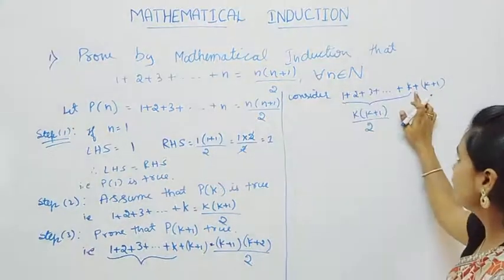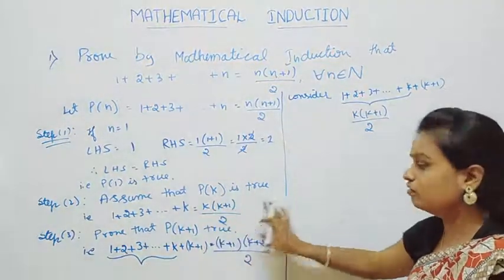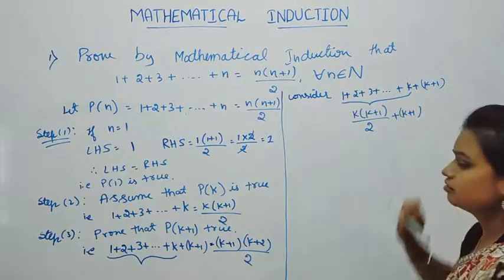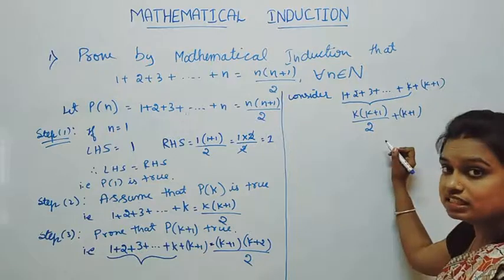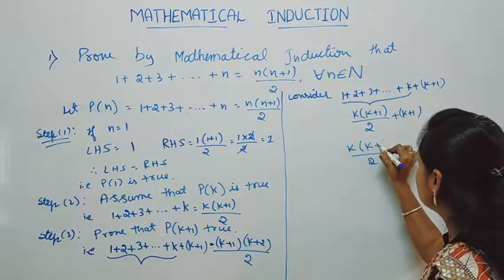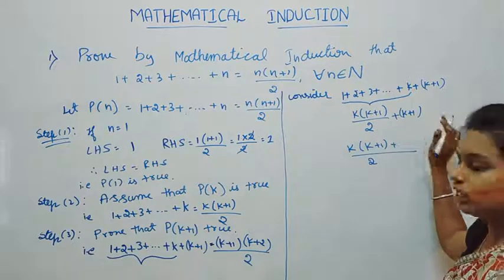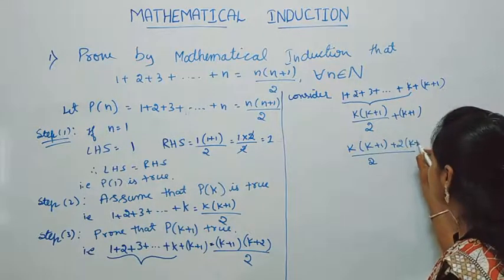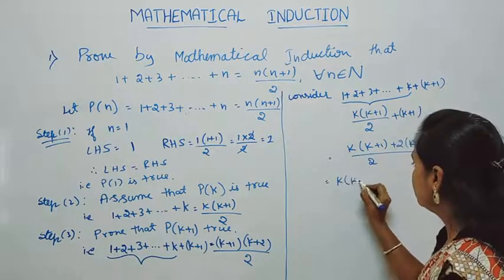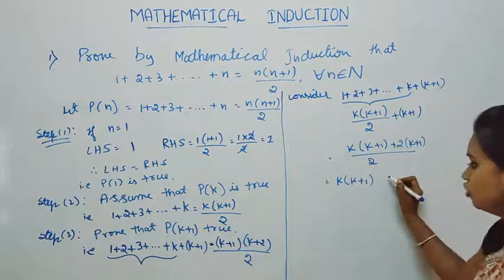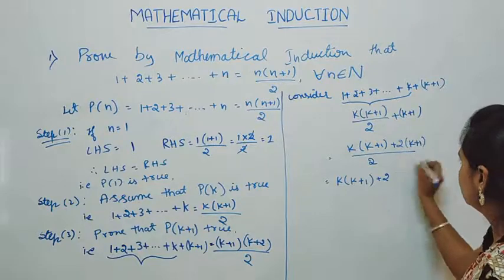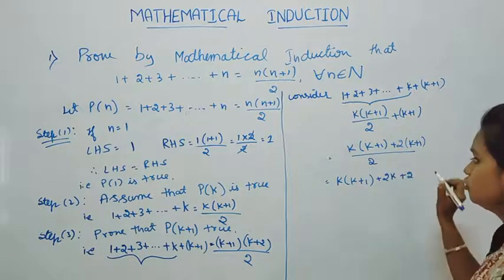So up to k, we know that k into k plus 1 divided by 2 plus, the another one is k plus 1. Okay, simplify this one, that is take LCM. So 2 is the LCM. So k into k plus 1 plus 2 into k plus 1. Okay, cross multiply this one. It becomes k into k plus 1 into what? 2 into k, 2k plus 2.